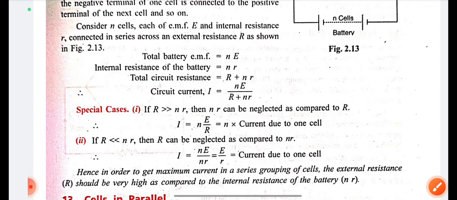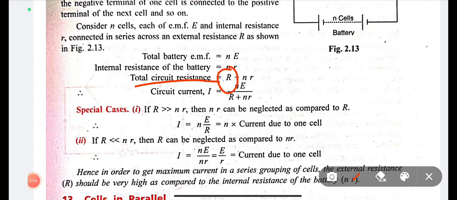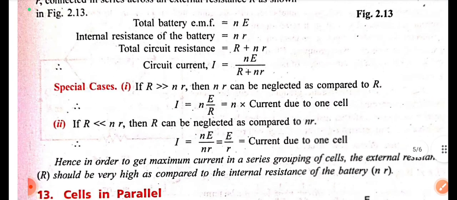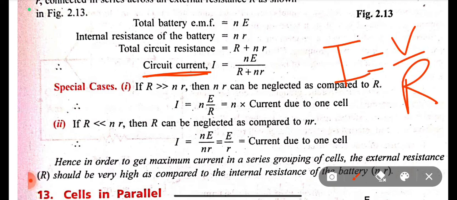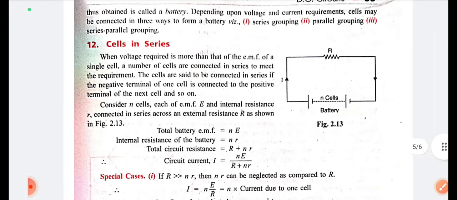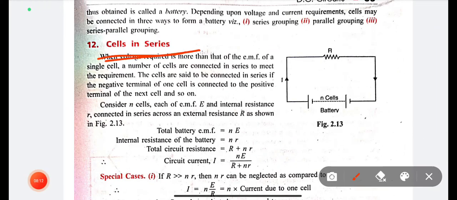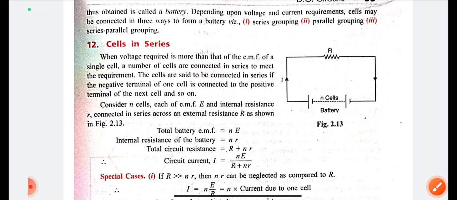Now the total circuit resistance is the external resistance plus the internal resistance of the battery, right? So finally, what is the circuit current? As we know, I equals V upon R. V is the EMF of the battery, N into E, and the resistance is the external resistance plus the internal resistance. So finally, if cells are connected in series, the formula of current is this. It's really important, please try to learn it.